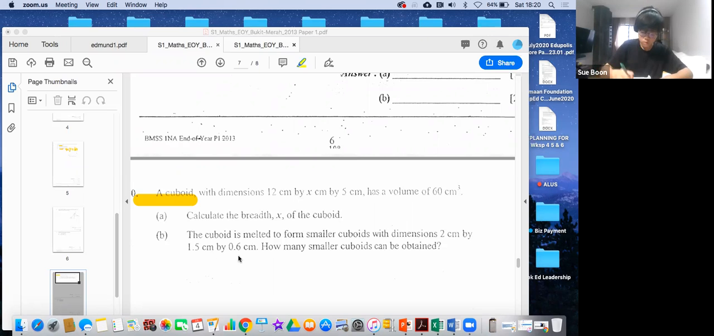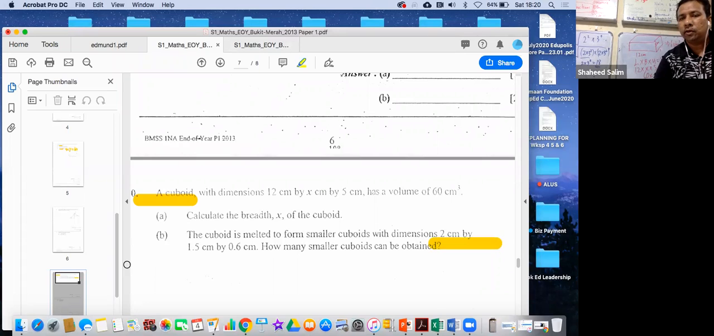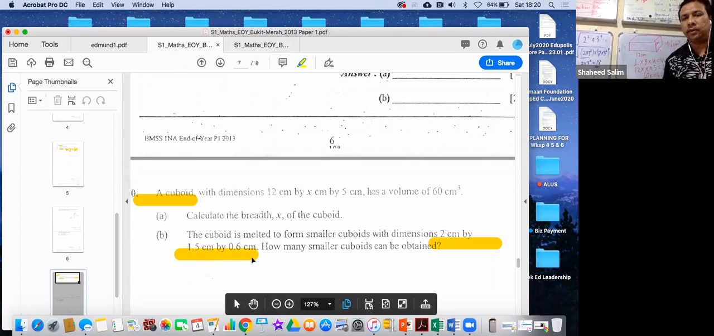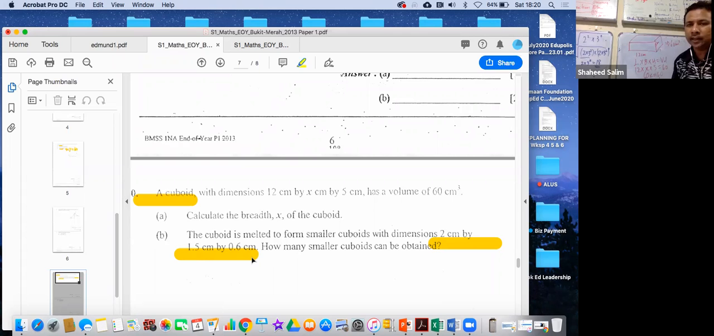No. Okay. You know the volume for this one is 60. What's the volume of one small cuboid? 2 cm by 1.5 times 0.6. Can you find out what is the volume of this one? 1.8. Okay. 1.8 cubic cm.